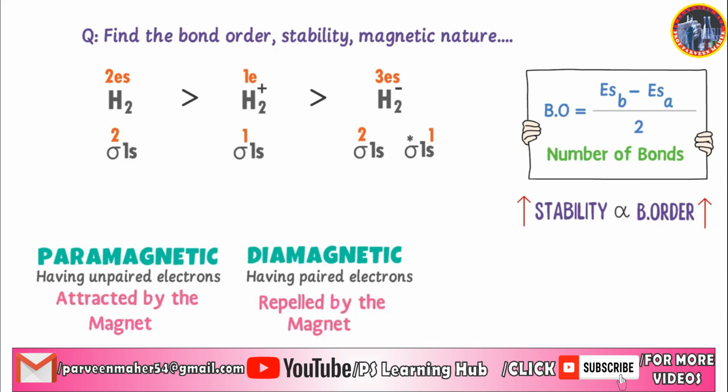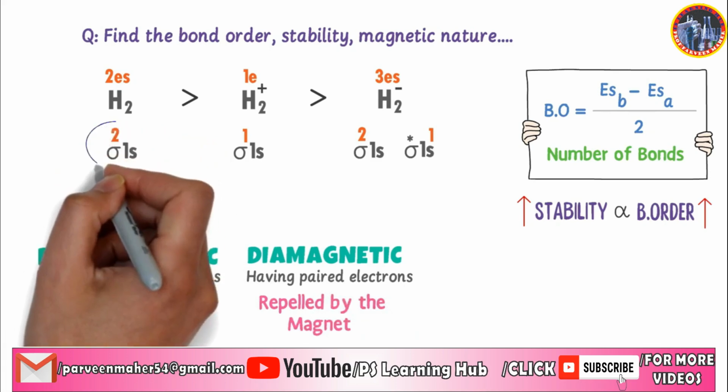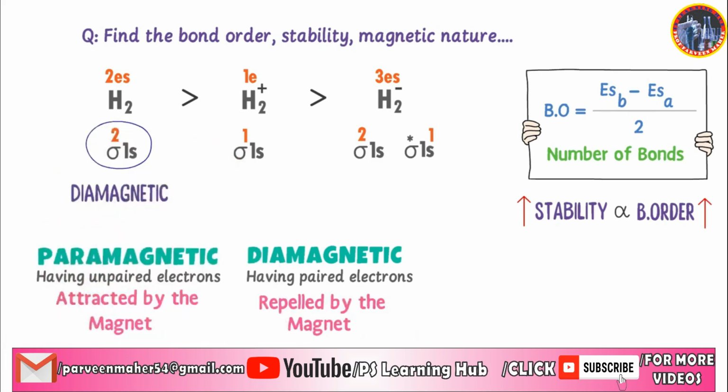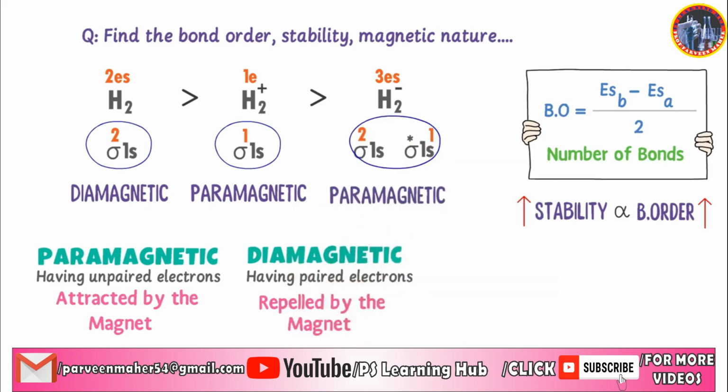In case of the H2 molecule, it has paired electrons, so it is diamagnetic. In case of the H2 positive ion, it has unpaired electrons, so it is paramagnetic. While in case of the H2 negative ion, it also has unpaired electrons, so it is paramagnetic. Thus, molecular orbital theory successfully explains the bond order, stability, and magnetic nature of all these molecules.